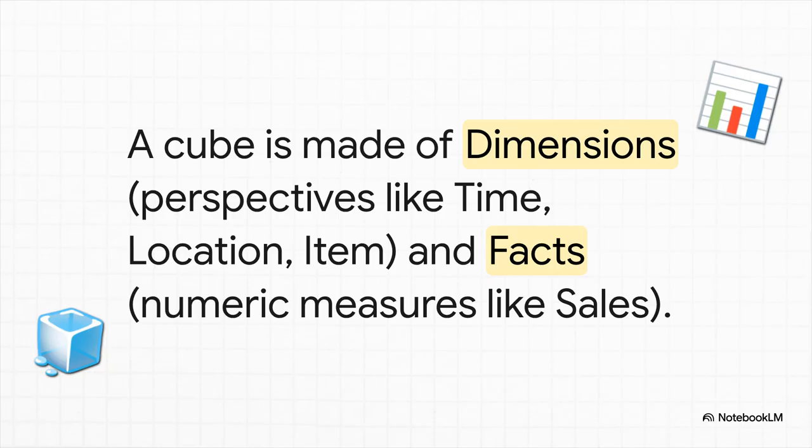First, you have what are called dimensions. Think of these as your perspectives, things like time, location, or the item itself. Basically, the what, where, and when. And then you have the facts. These are the actual numbers you care about, like sales figures or profit. What the cube does so brilliantly is it prearranges all of these facts based on those dimensions.